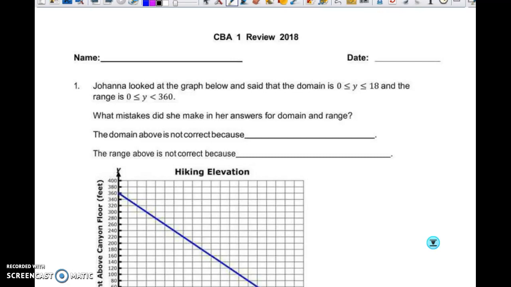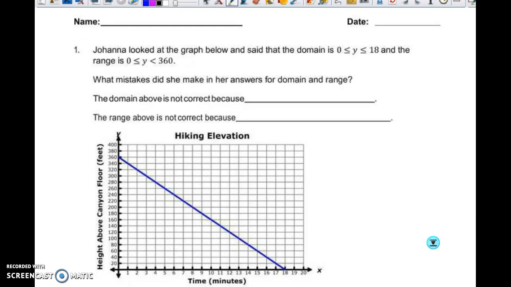So for question number 1, Johanna looked at the graph below and said that the domain, that the y's between 0, including 0, and 18, including 18, and the range is also y greater than or equal to 0, but less than 360. What mistakes did she make in her answers for domain and range? Right? So we know she made some mistakes, right? So to refresh your memory, first of all, what is domain and range?